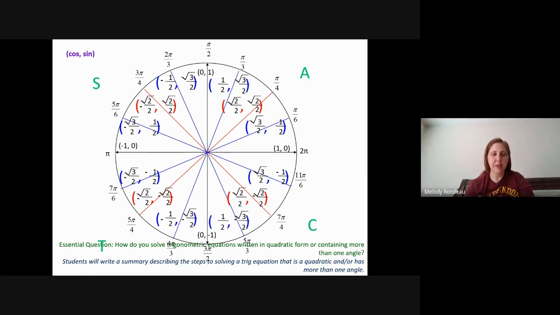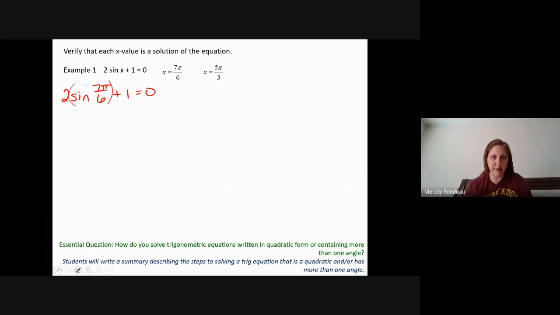Here's my unit circle. For a sine value, I'm looking for the y value, because sine goes with y. Here's my 7 pi over 6 right here, and the y value would be negative 1/2. So I'm going to jump back to where I was. I have 2 in the front, sine of 7 pi over 6, we just found the answer is negative 1/2, and then plus 1 equals 0.